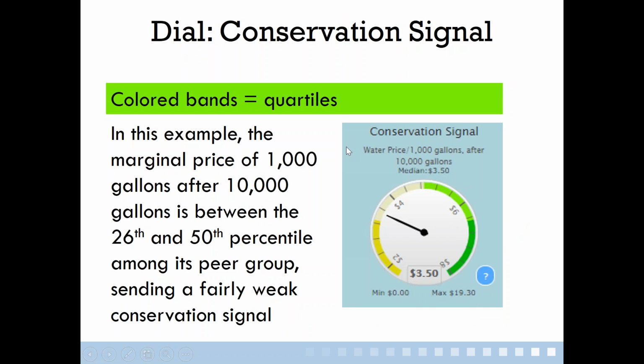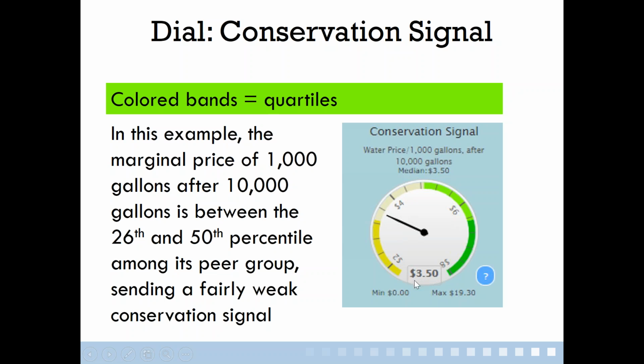What this means is that we're looking at how strong of a pricing signal you are sending to your customers in order to encourage conservation, if that's a priority for you. So we have it divided into these quartiles, 25, 50, 75, and up to 100 over here. And again, this is based on your comparison group. Depending on what you've selected, maybe it's in your watershed, in your geographic area, whatever it may be, it's limiting you to that pool of utilities.